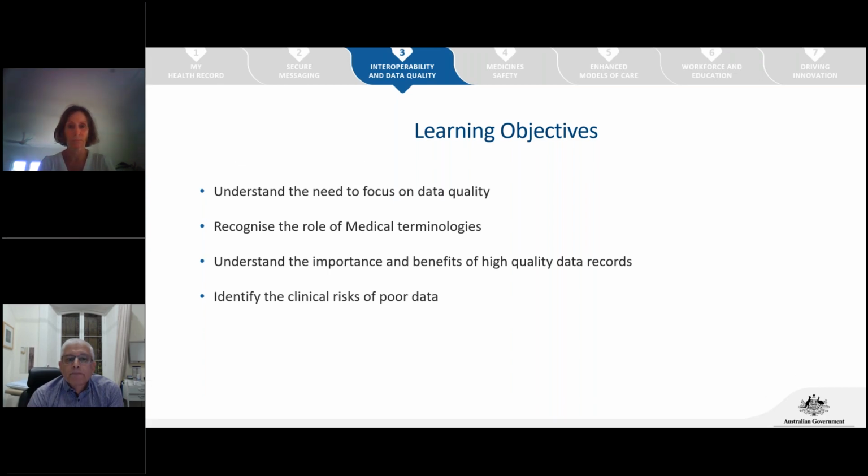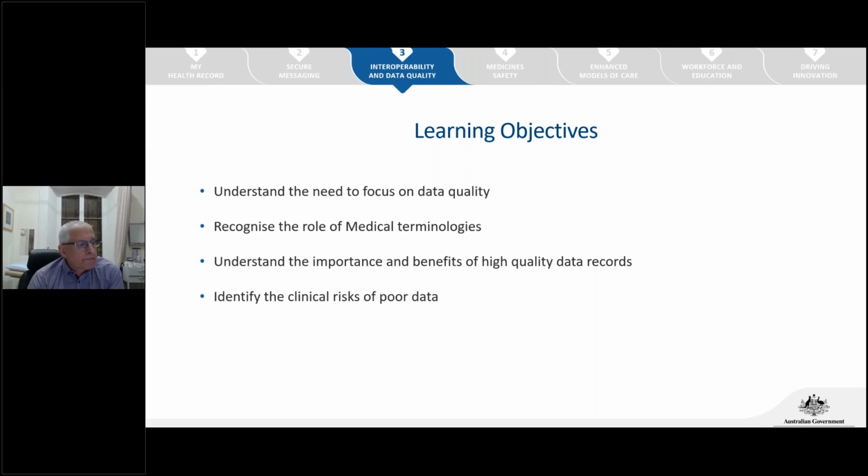The learning objectives for tonight: we're going to go through understanding the need to focus on data quality, recognise the role of medical terminologies, understand the importance and benefits of high quality data records, and of course, help you identify the clinical risks of having poor data.